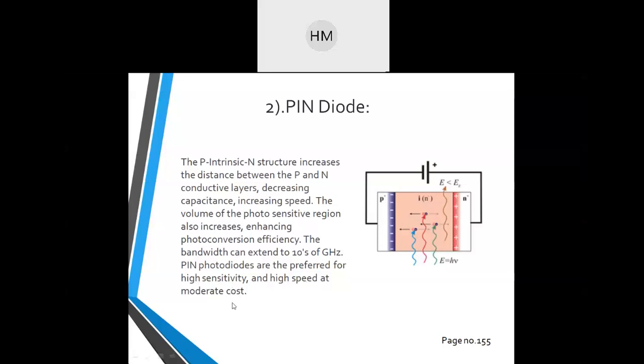You can draw this diagram. P, intrinsic layer I, N. These are the photons which are coming as the input to this device. With the release of electron hole pairs, photo generation, and hence current will start flowing through the device.